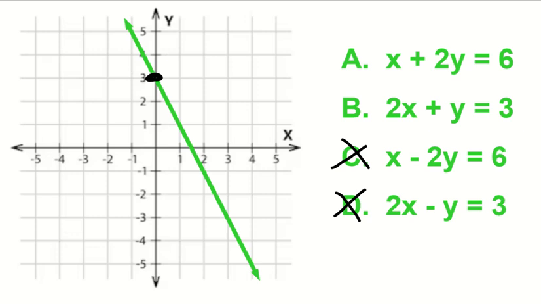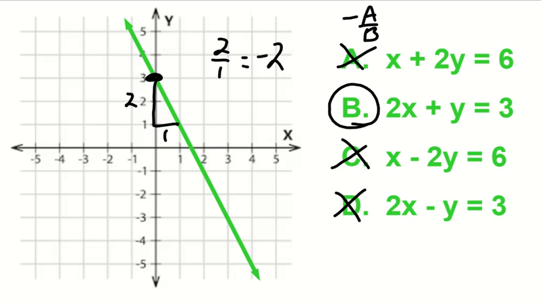The slope in this case, we do rise over run. Rise is 2, run is 1. So we have 2 over 1, which makes our slope negative 2. How do we find the slope from the standard form? It's A over B. So it means A needs to be bigger than our B value to get 2. Well, the A value is the x coefficient. So that's making B our correct answer.